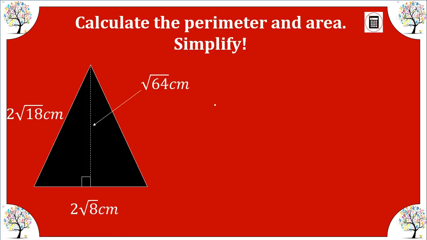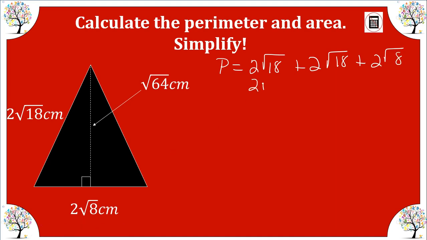Okay, let's calculate the perimeter of this triangle. So perimeter is adding all sides. So perimeter is going to be 2 radical 18 plus another 2 radical 18 plus the base of 2 radical 8. Let's simplify these. 18 is going to be 9 and 2.